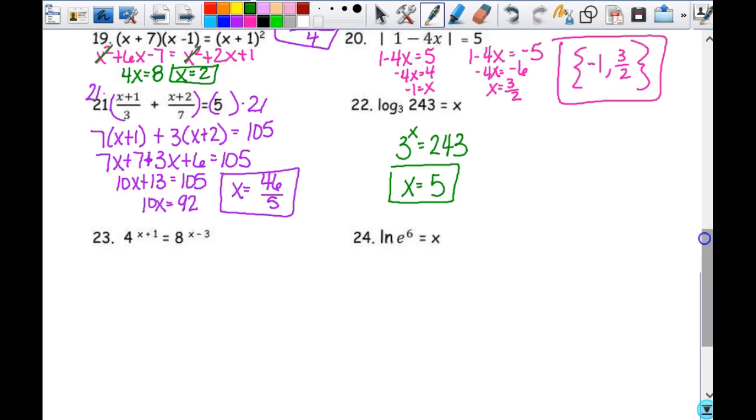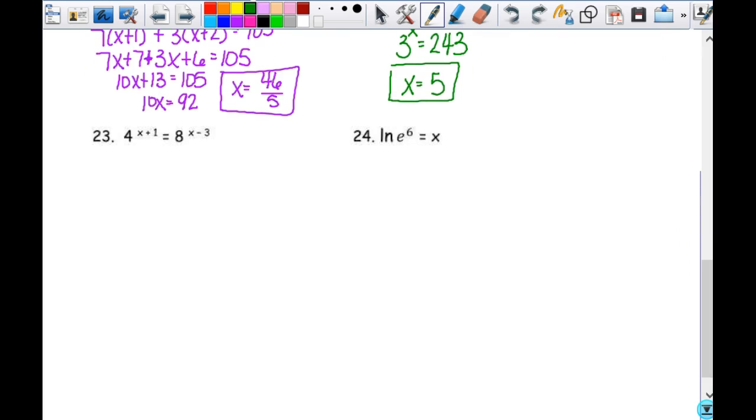23. Got 4 to the x plus 1 power equals 8 to the x minus 3 power. So if I could, both of these I could change to a base 2. So this is going to give me 2 squared to the x plus 1 equals 2 cubed to the x minus 3. So since both of the bases are 2, I now know that 2 times x plus 1 has to equal 3 times x minus 3, which means 2x plus 2 equals 3x minus 9. So x equals 11.